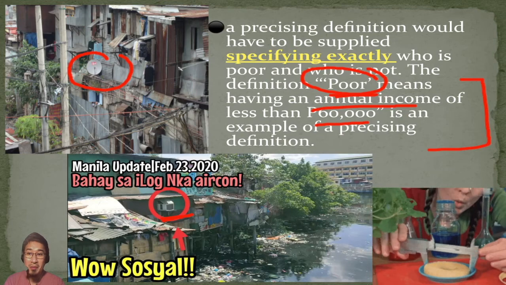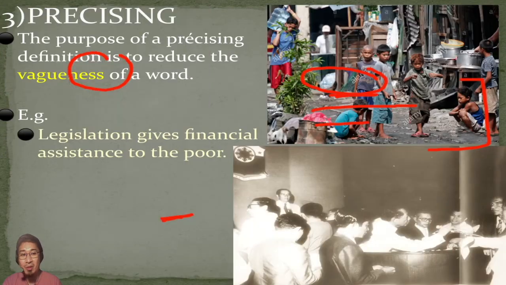Okay, so ibig sabihin, under precising definition, it lacks a certain context or applicability. Ano bang setting natin ng pagiging mahirap? That's the meaning of context. Okay? For lexical, meron na tayong malabong salita at meron din tayong malabong konteksto. That's the difference between lexical and then precising. Kasi for lexical, it's more on ambiguous word. For precising, it's more on vagueness of the word.